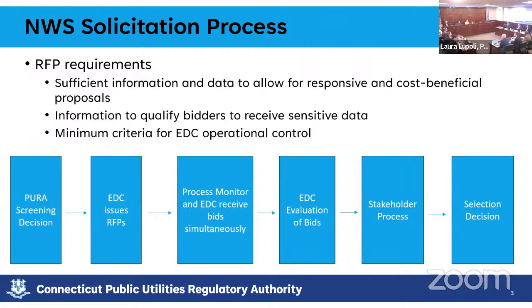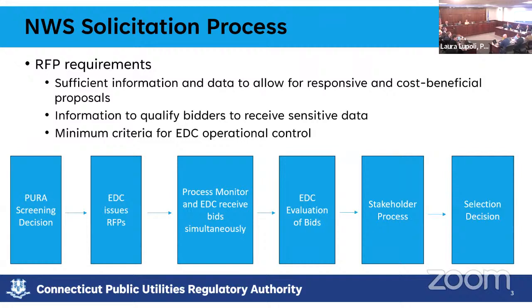So that information includes a standard set of data on the grid need provided to prospective bidders. It includes information on the process to qualify bidders as capable of receiving sensitive distribution grid data. And it also includes the minimum criteria for EDC operational control, including visibility and dispatch rules. The EDC will issue the RFP, and both the EDC and the process monitor will be responsible for promoting the solicitation process to ensure participation and competition.